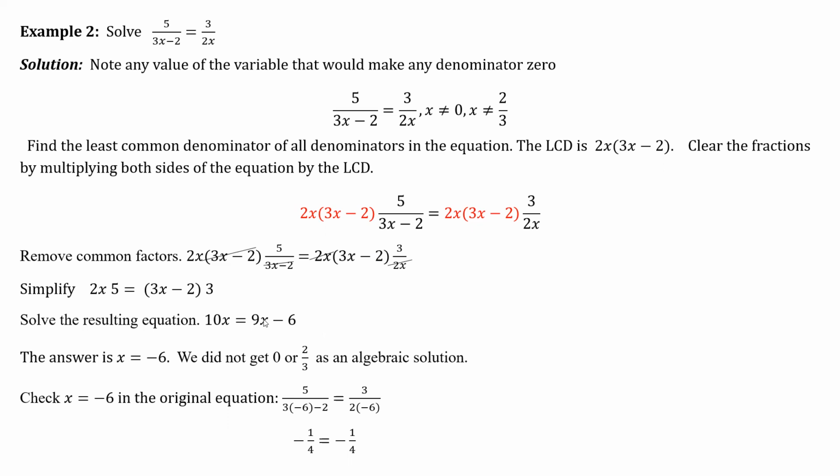So the answer of the equation is x equal to -6. We don't get 0 or 2/3 as an algebraic solution. So next step, we check -6 in the original equation and see that it is valid for this equation. So the solution of this equation is -6.